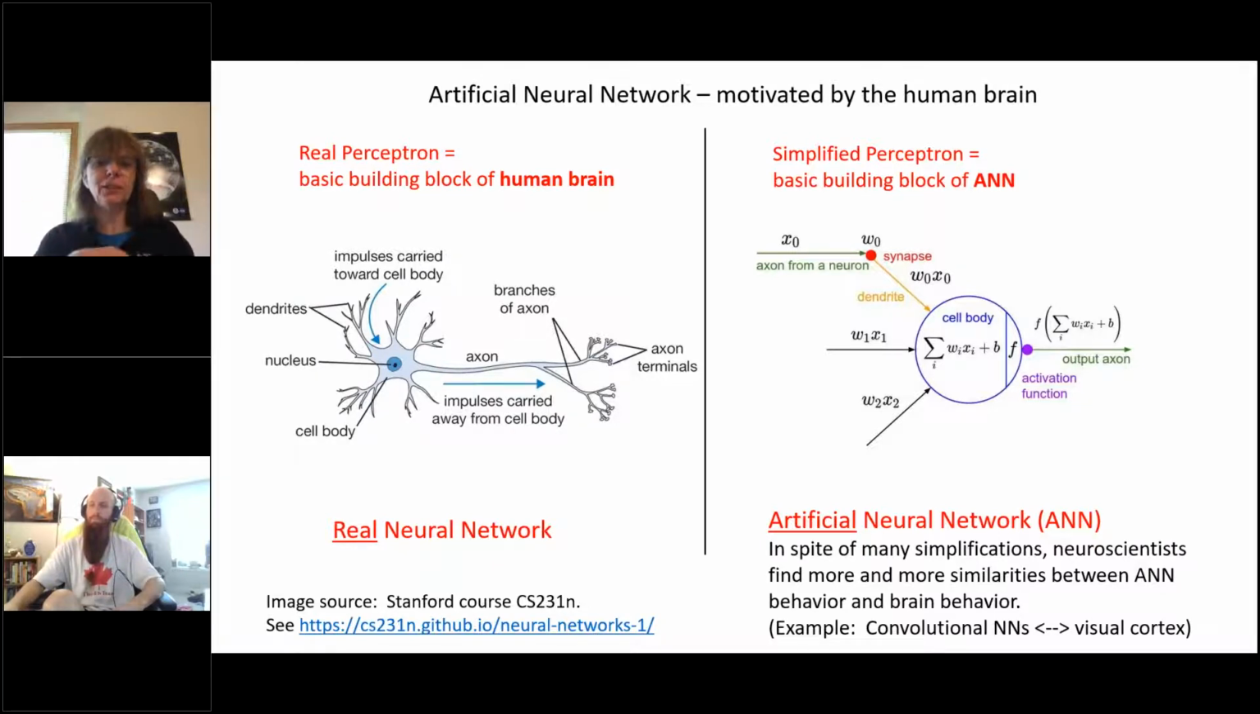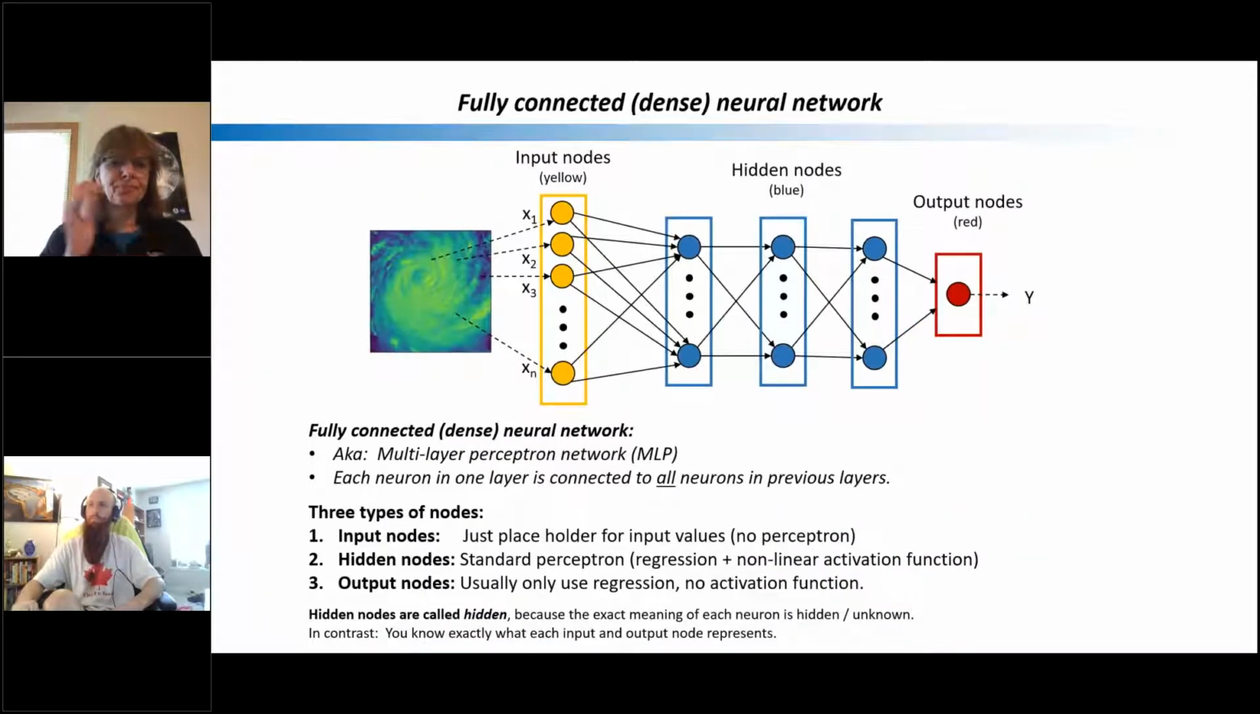All right, moving on to the next slide, please. So now you know what a fully connected neural network is. You know the input nodes, the yellow ones that are just a placeholder, the hidden nodes, which consist of your standard perceptrons, and then your output node, which often uses regression and often has no activation function or may have a different one. So they usually play a slightly different role.